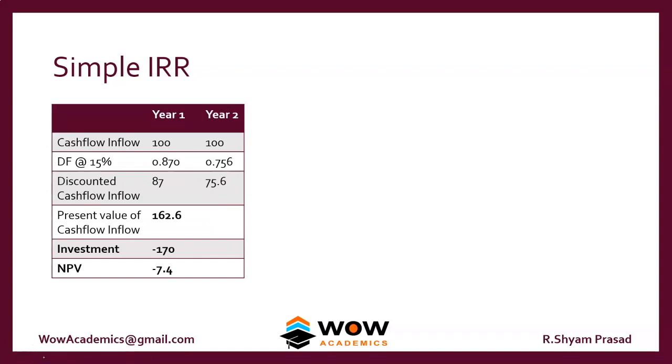So this is a very simple IRR problem. We have a project which gives cash inflows for 2 years, so 100 and 100. Discount factor is 15%. We got the discount factor numbers. This is the discounted cash flow. We've added them, we've deducted the investment and we finally got a negative NPV.